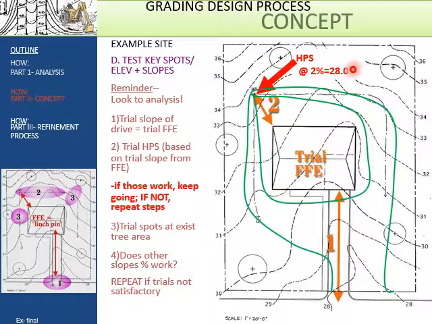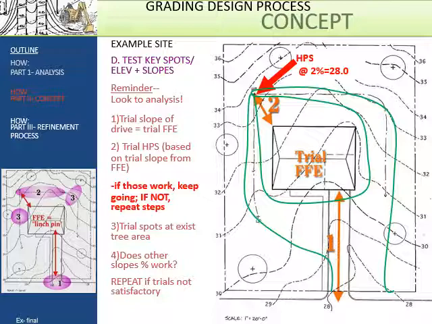So if we go with the lowest high point, 1 from 2%, we get 28. That means that the 28 contour is going to have to be the first contour in the swale. And that is pulling up a really long way. And you can tell looking at this design, that's probably going to be a bit of a challenge.